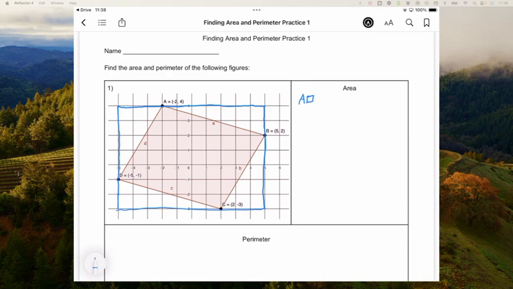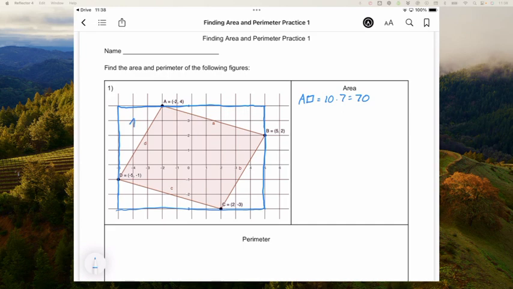2, 3, 4, 5, 6, 7, 8, 9, 10. I think 1, 2, 3, 4, 5, 6, 7, 8, 9, 10. 10 by 1, 2, 3, 4, 5, 6, 7. 10 by 7. So 10 times 7 is 70.